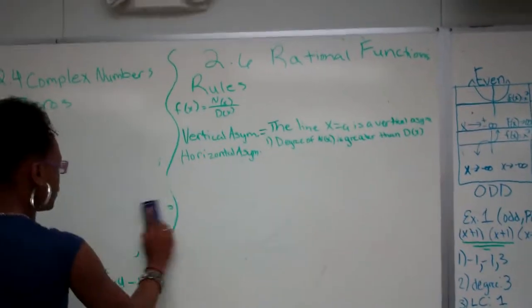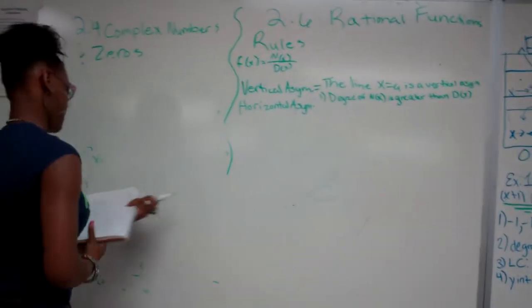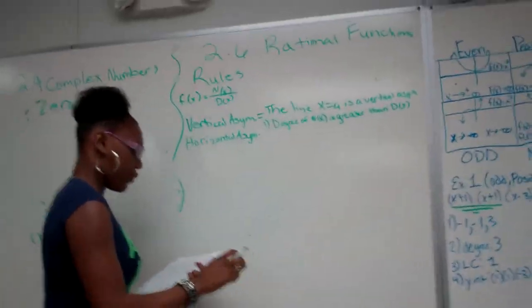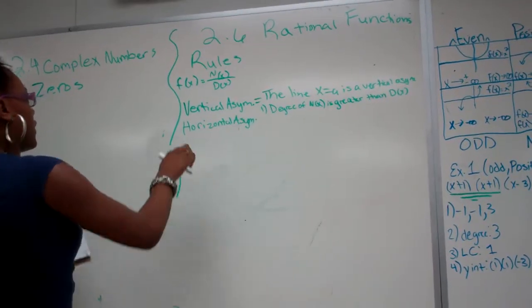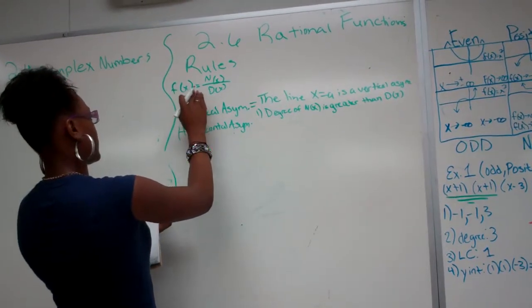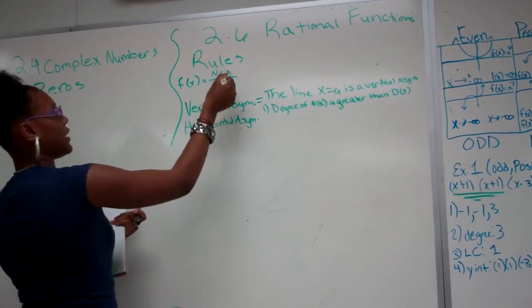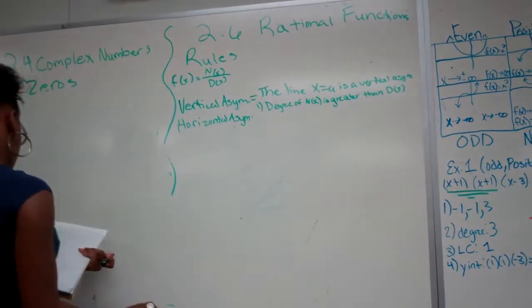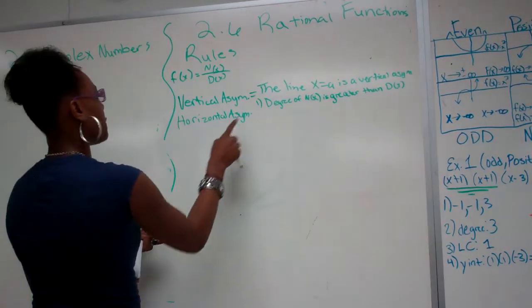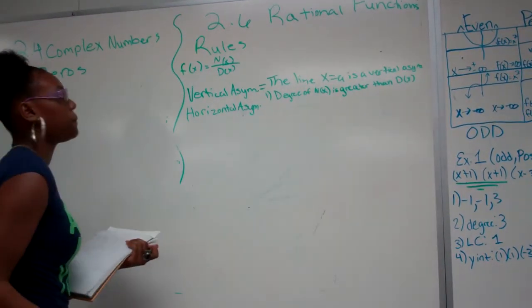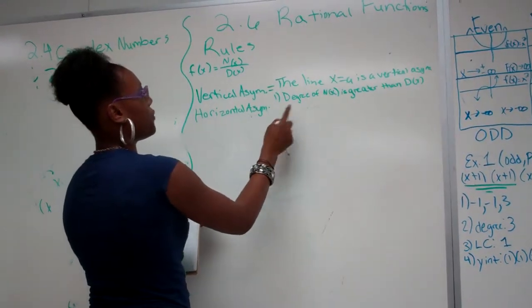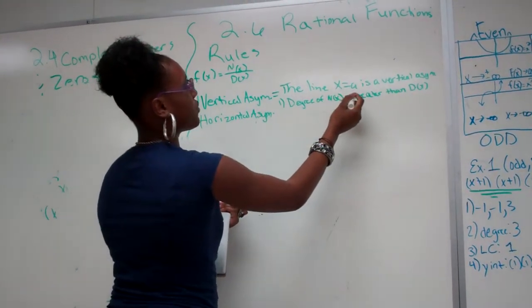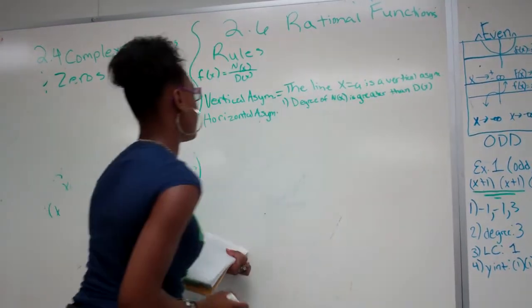Now we'll move over to rational functions. With rational functions, this is what a standard equation would look like, n(x) over d(x). And you would be looking for the vertical asymptote and the horizontal asymptote. And for the vertical asymptote, you only have one rule. The line x equals a would be a vertical asymptote.